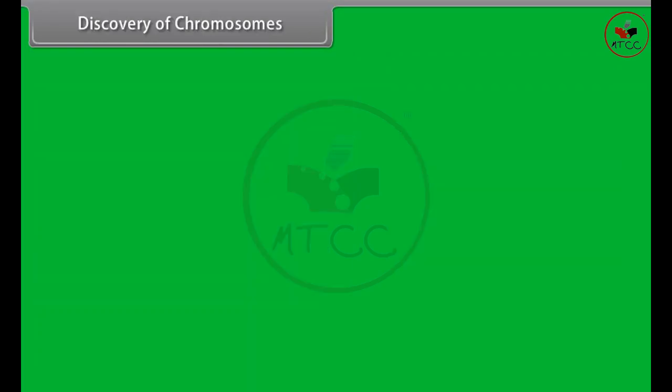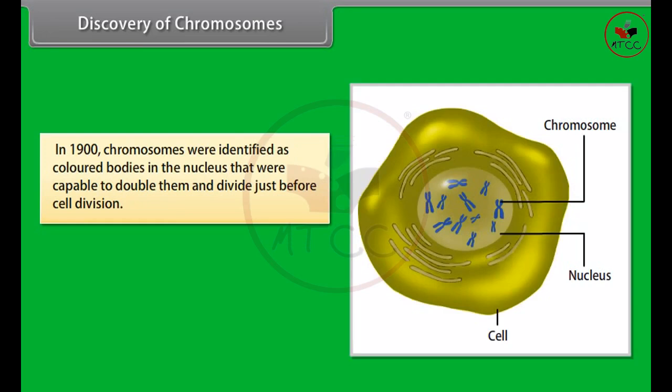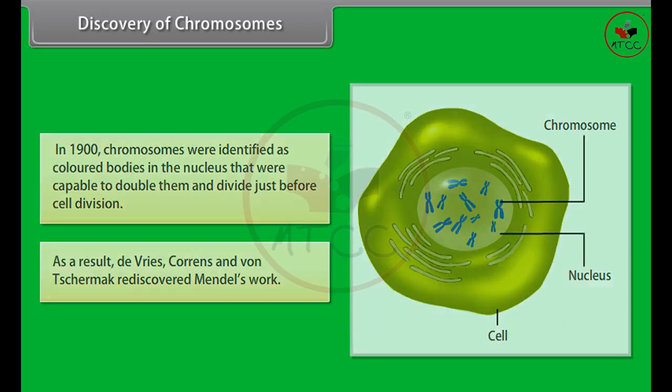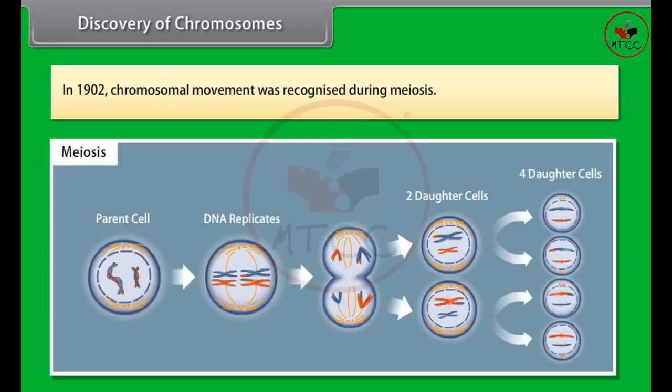Discovery of chromosomes. In 1900, chromosomes were identified as colored bodies in the nucleus that were capable of doubling and dividing just before cell division. As a result, de Vries, Correns and von Tschermak rediscovered Mendel's work. In 1902, chromosomal movement was recognized during meiosis.